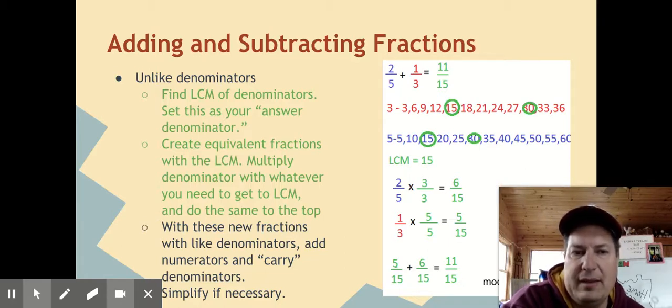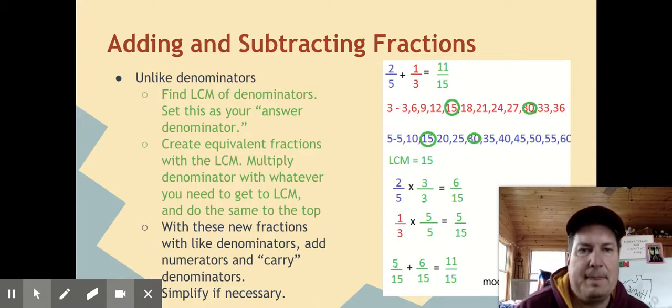What you want to do is circle the number that's in both lists. And if you circle the smallest, take that smallest number, then you won't have to reduce the fraction later. It saves you a step. Our least common multiple here is 15.